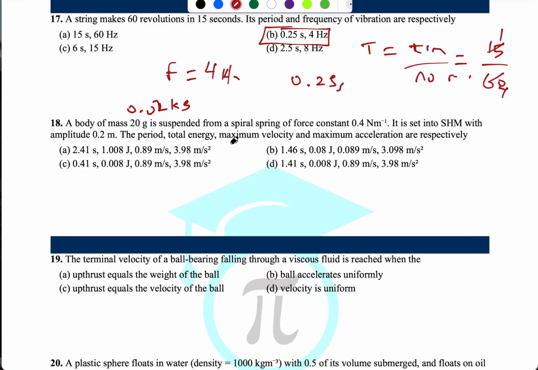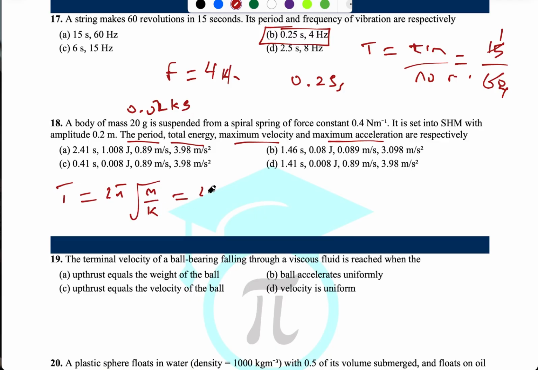Then it is set into simple harmonic motion with an amplitude of this, the period. Okay, we're looking for the period, total energy, maximum velocity, and maximum acceleration of the system. To do this, we can get the period. Period is equal to 2 pi multiplied by square root of m over k.